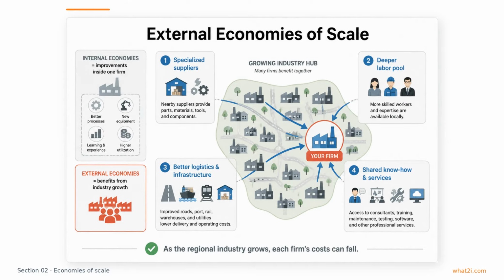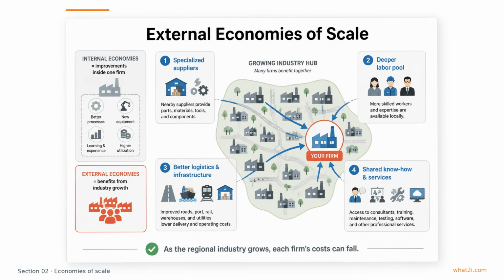External economies of scale are different because the benefit comes from the growth of the industry or region, not just from one company. As an industry cluster develops, specialized suppliers often appear, making inputs easier and cheaper to source. Labor pools deepen as more workers gain relevant skills and more training programs emerge. Infrastructure such as transport, warehousing, and logistics can improve around the cluster. Shared services, consultants, and know-how also become more available. In effect, the whole ecosystem becomes more efficient, and individual firms can benefit even if they are not huge on their own.